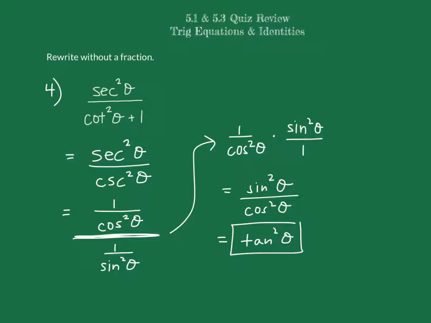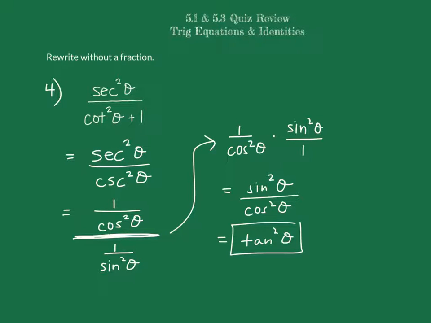Okay, again, we're going to use our Pythagorean identity. This is equivalent to cosecant squared. Again, when all else fails, we still have a fraction. When all else fails, rewrite in terms of sine and cosine. The reciprocal of this is cosine. So we can rewrite the numerator as 1 over cosine squared theta, similarly with the denominator.